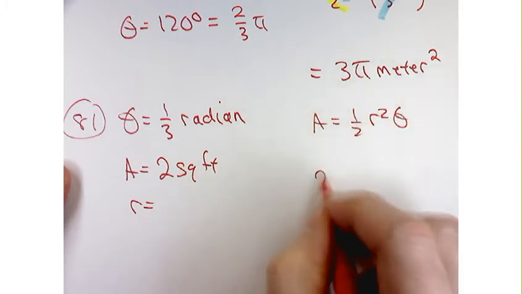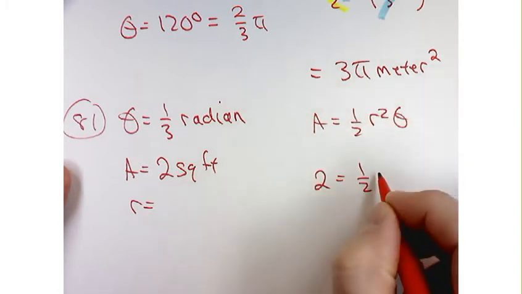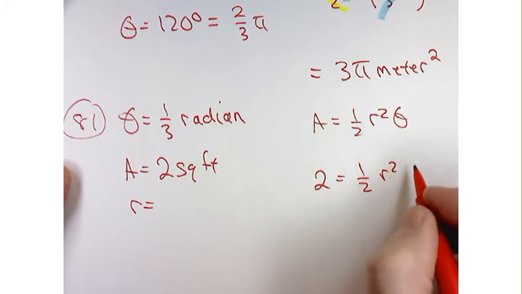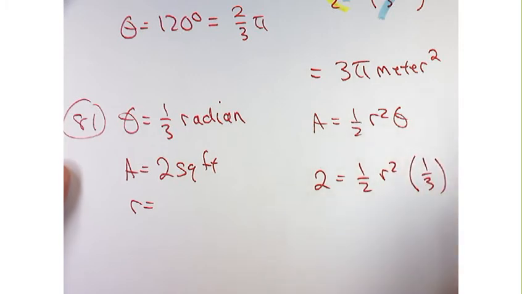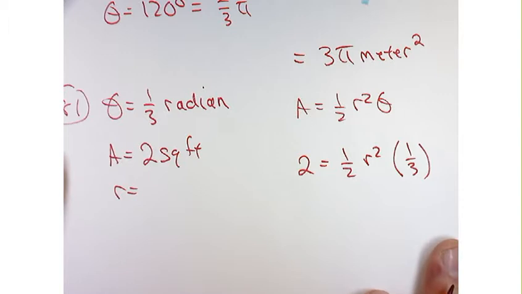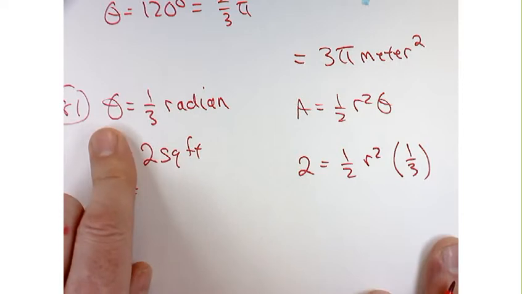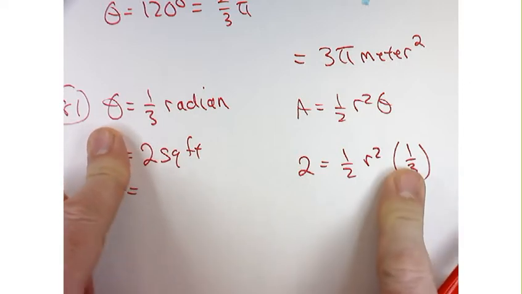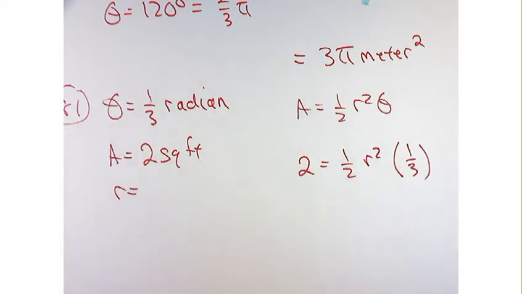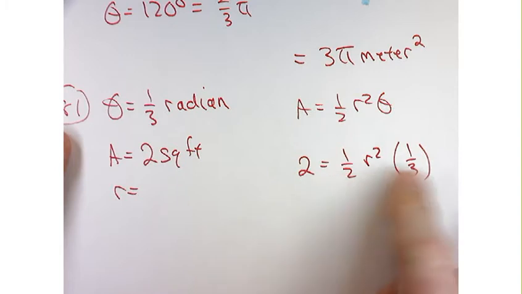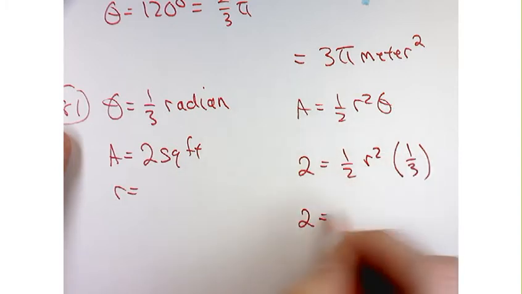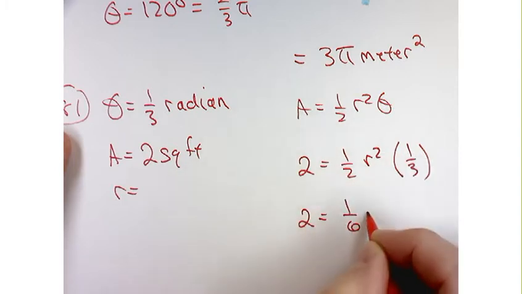So there's going to be 2 equals 1/2 times r squared times theta, which is 1/3. Now how come I'm not putting a pi in? Well, it didn't give me pi. It just said it was 1/3 of a radian. So the nice thing is that it's in radians, although maybe to our comfort level it would be nice if we had a pi, but we don't. That's okay. 1/3 times 1/2 is 1/6. So this is 1/6 r squared.